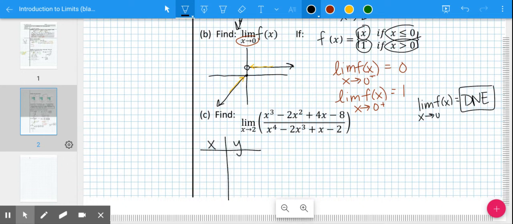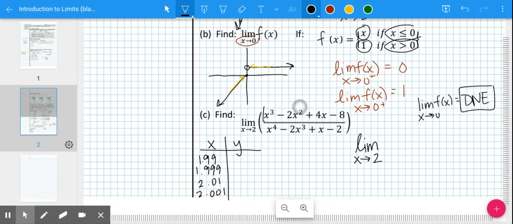So approach 2 from the left, 1.99, 1.999. Approach 2 from the right, 2.01, 2.001, etc. See if you can figure out what that limit is as a decimal. Another option is see if you can find this limit algebraically. If I plug in 2 right now, I'm going to get 0 over 0, so I don't know what it is. But remember, in the previous example we saw, if we simplified, then we could find the limit that way. So go ahead and try to simplify.